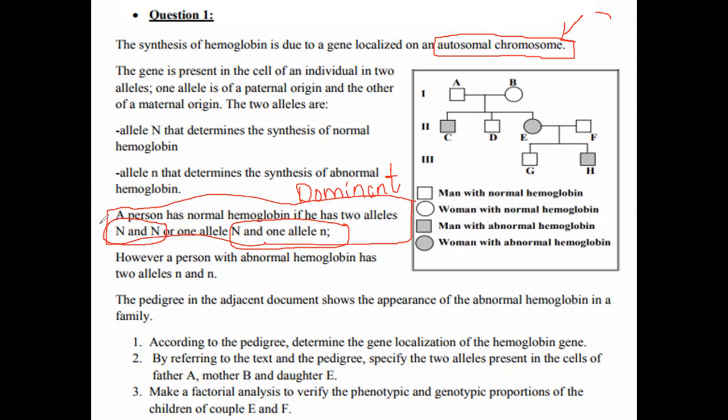However, the person with abnormal hemoglobin has two alleles, n small and n small, meaning that the allele for the abnormal hemoglobin is recessive. Why is it recessive? Because it's only expressed in the case of homozygous, or pure. Well, this is the one that is recessive.